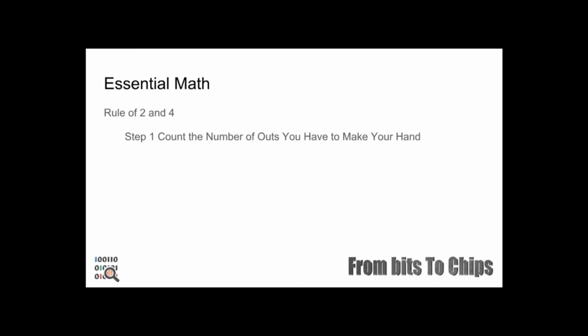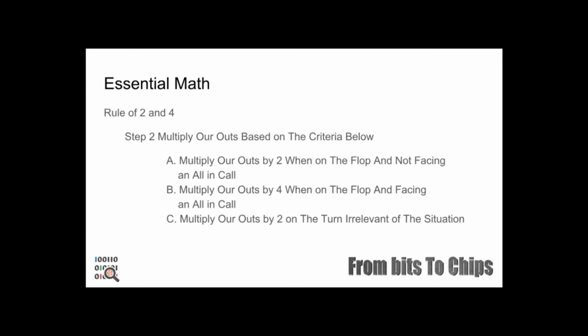We use the rule of 2 and 4 in 2 simple steps. 1. Count the number of outs you have to make your hand. Step 2. Multiply our outs based on the criteria below. A. Multiply our outs by 2 when we're on the flop and not facing an all-in call.